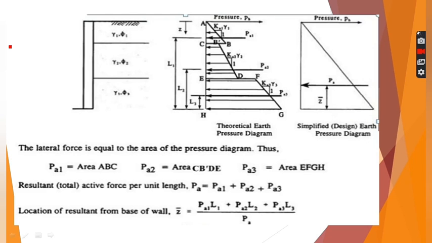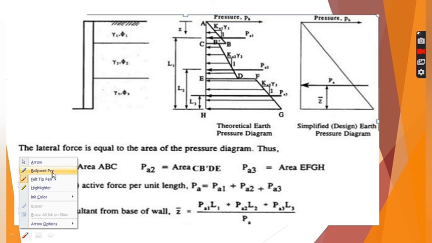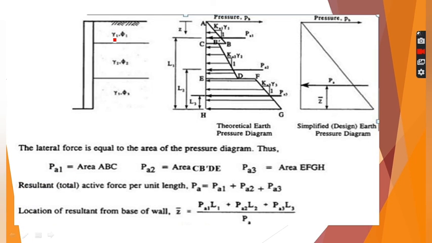And this is of a retaining wall having 3 layers of different types of soils, having different soil parameters gamma 1 phi 1, gamma 2 phi 2, gamma 3 phi 3. Phi 1 will have influence on Ka1 because Ka is 1 minus sin phi upon 1 plus sin phi. So here the earth pressure at this depth will be Ka1 into gamma 1 into whatever this height is.